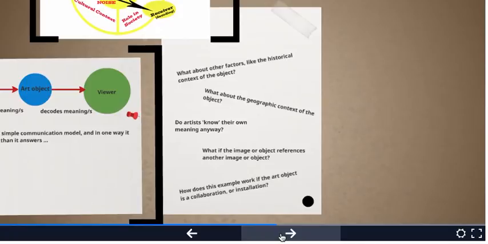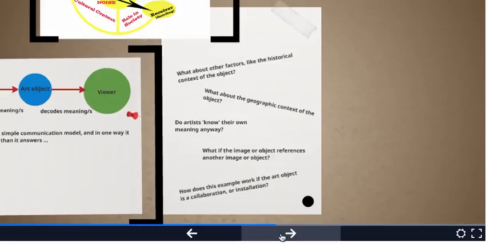So the questions that these diagrams raise for me: what about the historical context of the object, the geographic context? Do artists know their own meaning anyway? Because some psychoanalytical theories would argue that no, they don't. What about if the image or object references another image or object? We're going to be looking at that particular idea in more detail next week. Also, very, very appropriate for contemporary society.